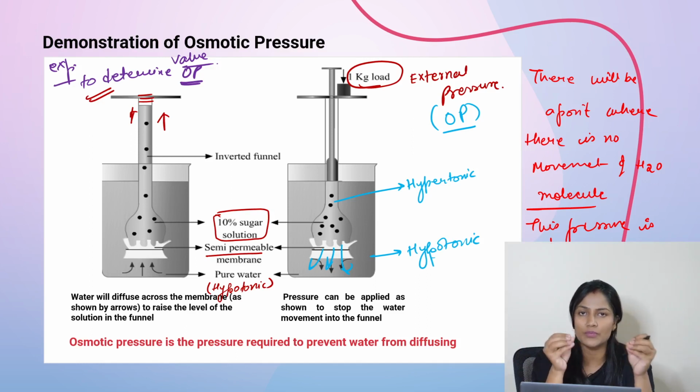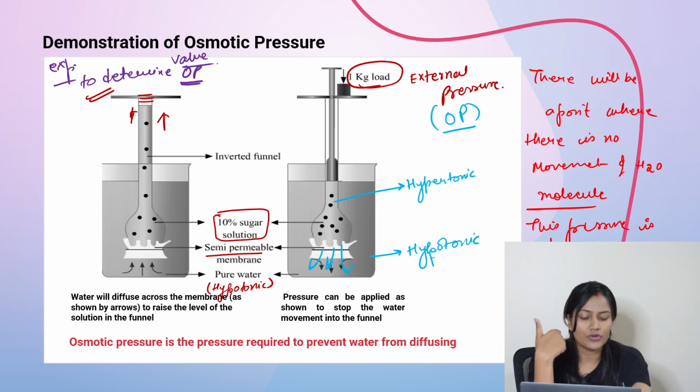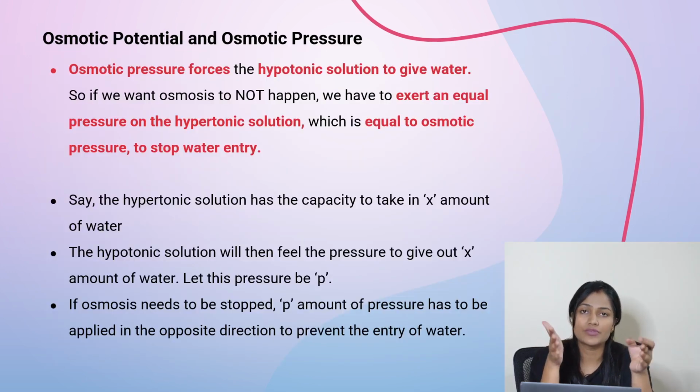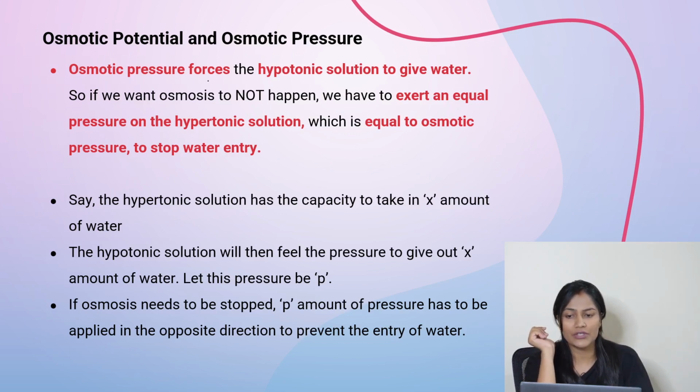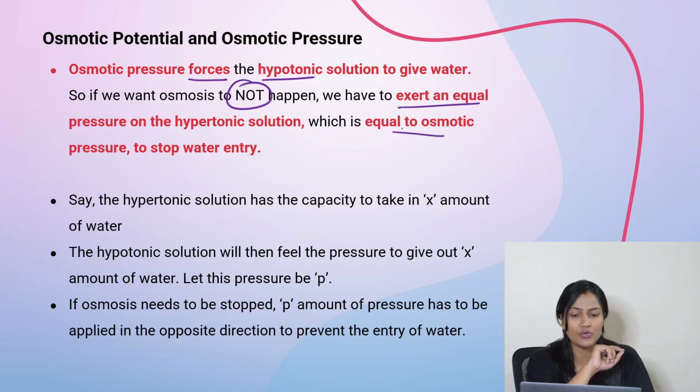going to stop the process of osmosis, and that value of the pressure is known as osmotic pressure. So osmotic pressure आपके पास प्रोसेस को रोकता है, osmosis को रोकता है. So osmotic pressure forces the hypotonic solution to give water. So if we want osmosis not to happen, कि osmosis ना हो, an external and equal pressure on the hypertonic solution which is equal to the osmotic pressure to stop the water entry.